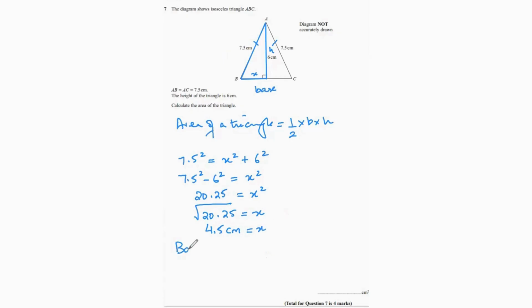So base is going to be twice of 4.5, which is 9 centimeters. And area will be 1/2 times 6 times 9, which equals 27 centimeters squared. That is the area of the triangle.